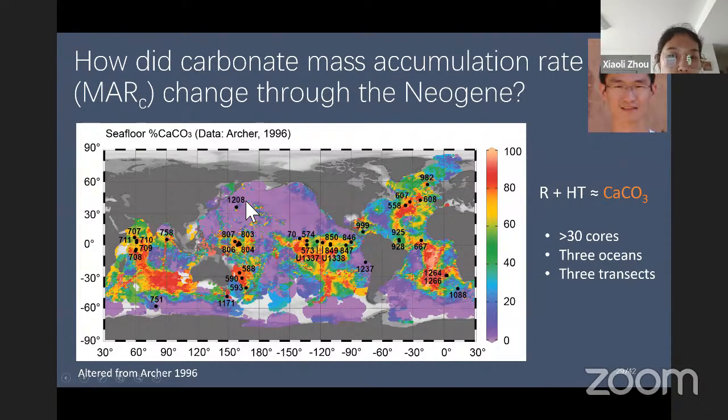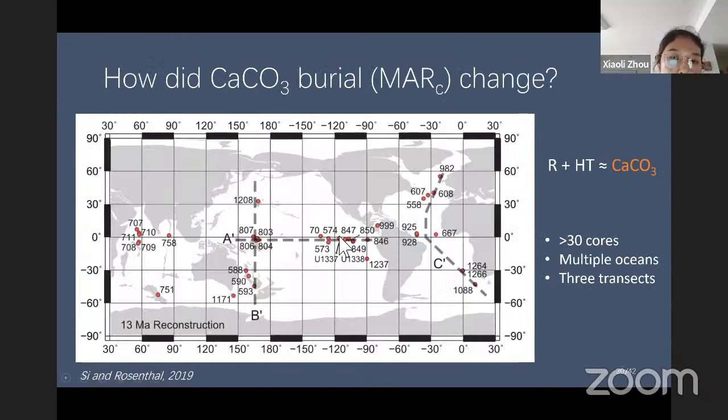So he requested samples from over 30 cores from Pacific and Atlantic and Indian Oceans. These cores all come from areas where the calcium carbonate percentage is high. So the red color represents higher calcium carbonate percentage. And these cores form 3 transects. So this is where the samples are located 13 million years ago. So basically they form a transect in the Western Pacific, in the equatorial Pacific, and also in the Atlantic.